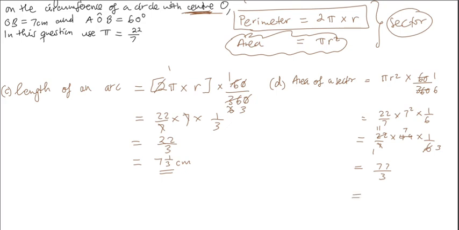And when you divide 77 by 3, as a mixed number, I think you're going to get 25 and 2 over 3, which is around 25.666. To 3 significant figures, this gives us 25.7 centimeters squared.